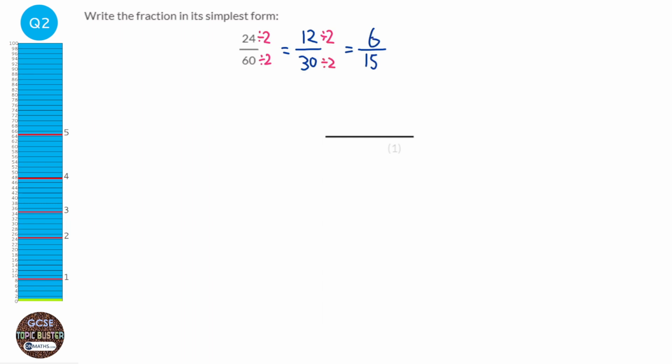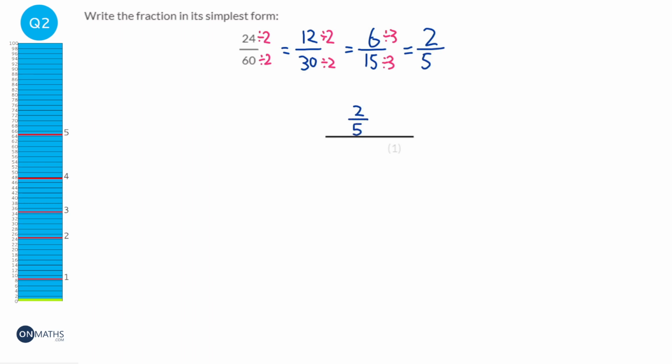Now 6 and 15 are both in the 3 times table, so we can divide them both by 3. And we get the answer of 2 over 5. Now 2 and 5, there's no numbers that go into 2 and 5. And so that is our answer.